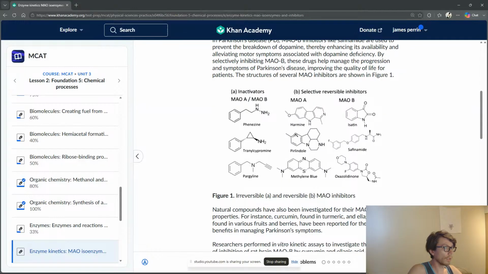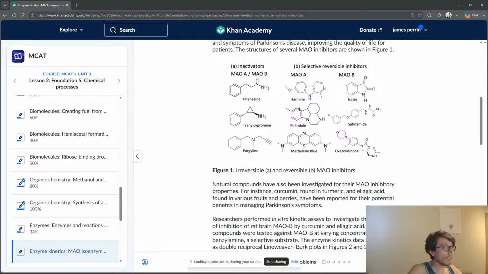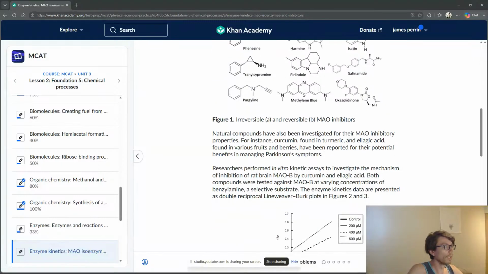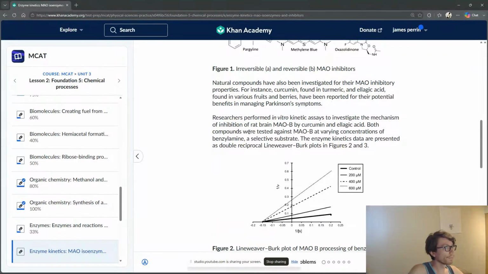Great. Irreversible A and reversible B. Okay. Natural compounds have also been investigated for their MAO inhibitory properties. Wow, this is just a mouthful. For instance, curcumin found in turmeric and ellagic acid found in various fruits and berries. I mean, this is just brutal.